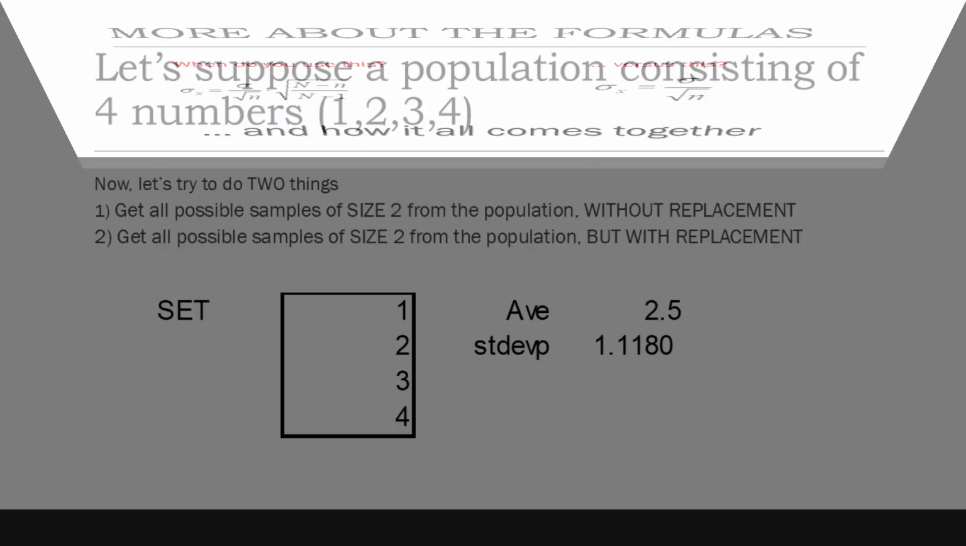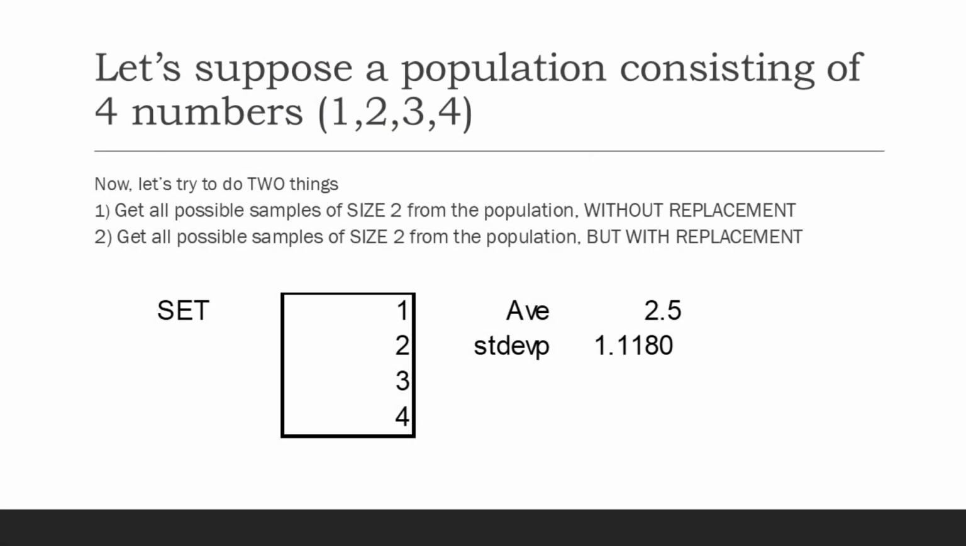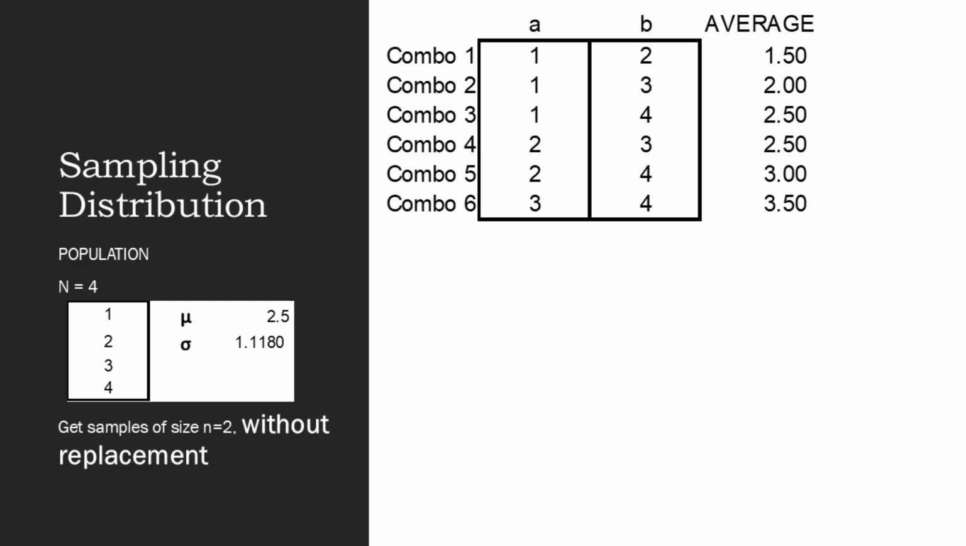Well, let's suppose there's a population that consists only of four numbers, the numbers 1, 2, 3, and 4. Now, let's try to do two things. One, get all possible samples of size 2 from the population, but without replacement. And two, get all possible samples of size 2 from the population, but with replacement. So this is what we have here.